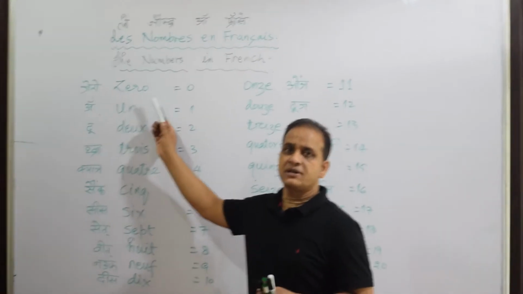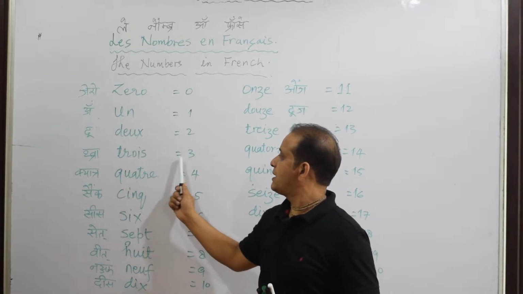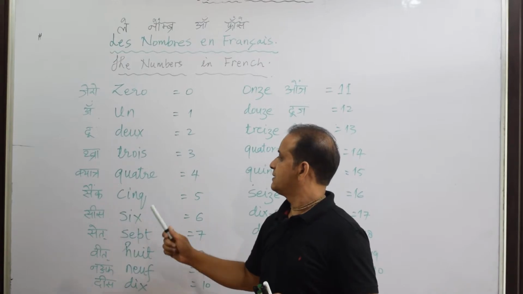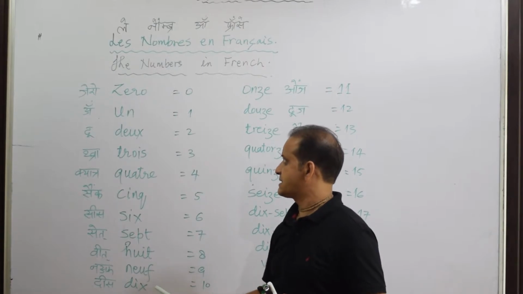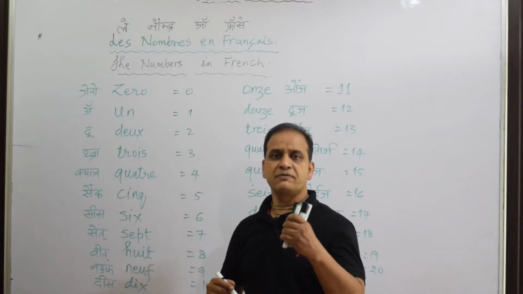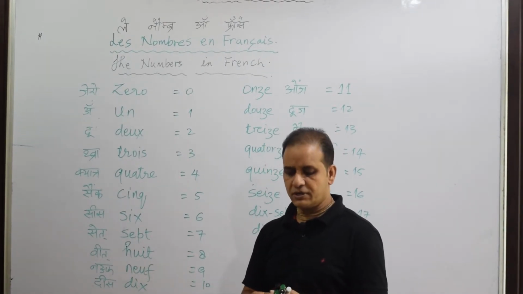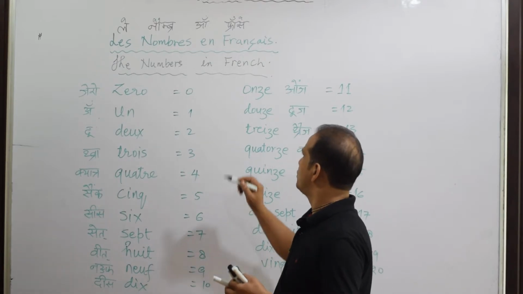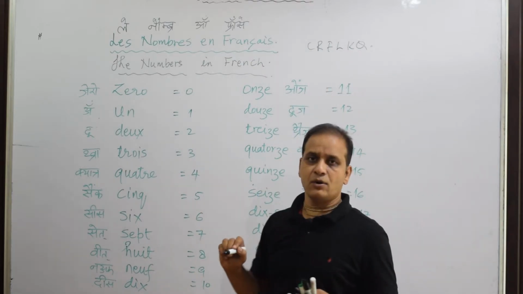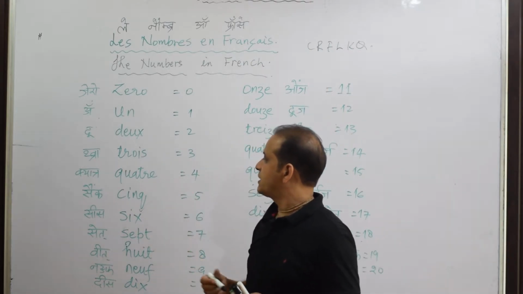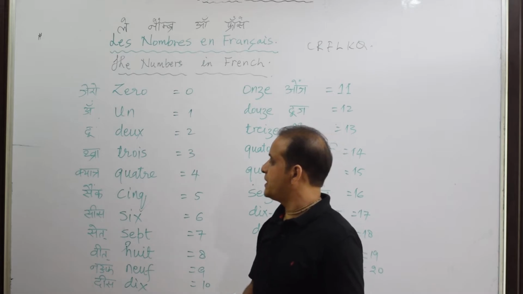So, the first is 0, 1, 2, 3, 4, 5, 6, 7, 8, 9, 10. You know, in French, the last consonant is mute, but certain consonants like C, R, F, L, K and Q are not mute. So here, why do you read it as 5? Because Q is one of the exceptions, so it will not be mute.